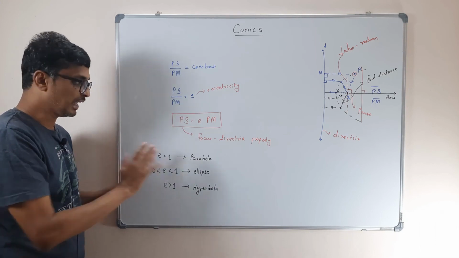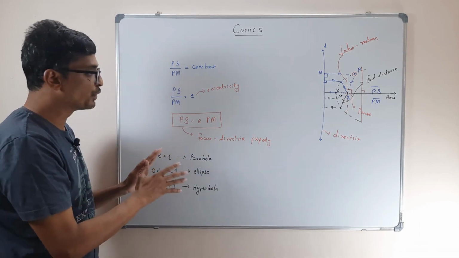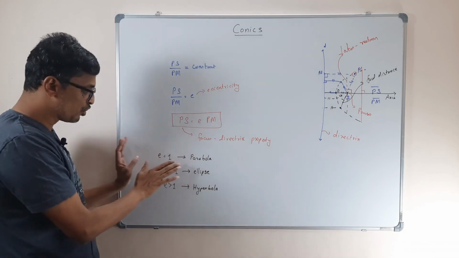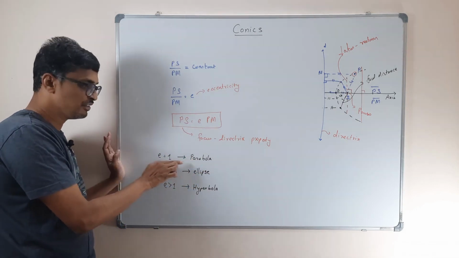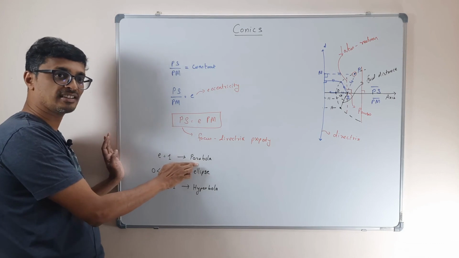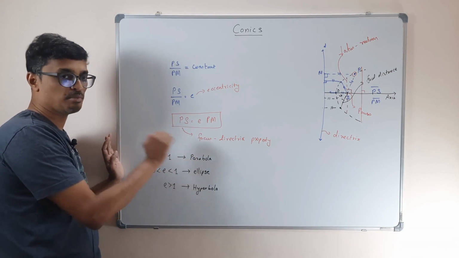In the next class, we will go one by one. When E equals 1, we get a parabola, and we will see how to get the equation of a parabola.